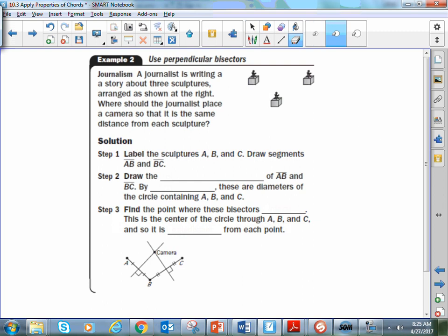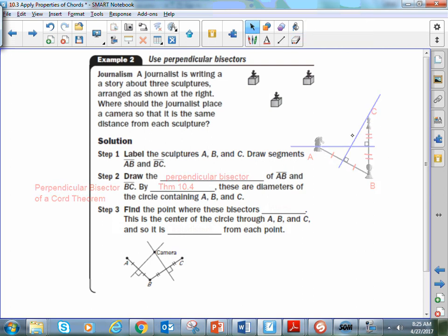I don't want my pen here. I don't want my pen. I keep picking. There we go.